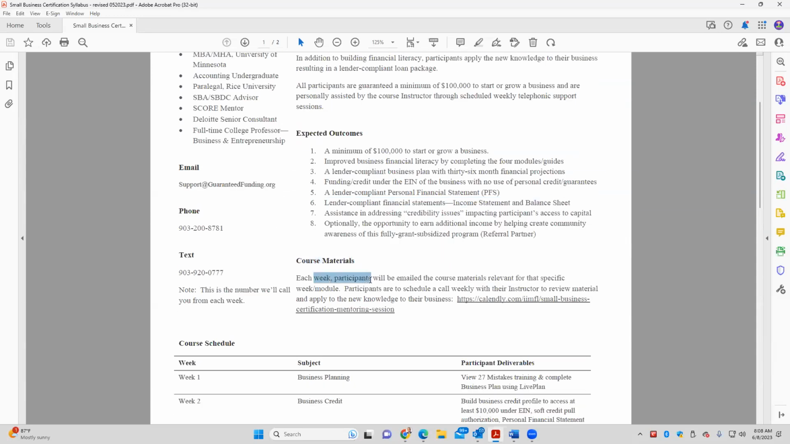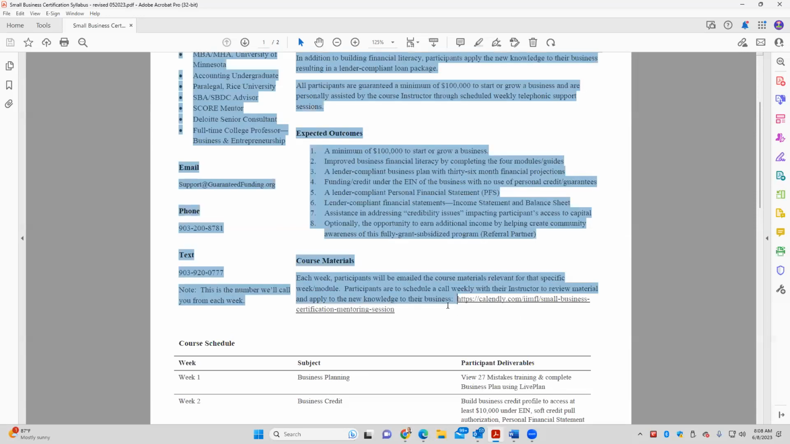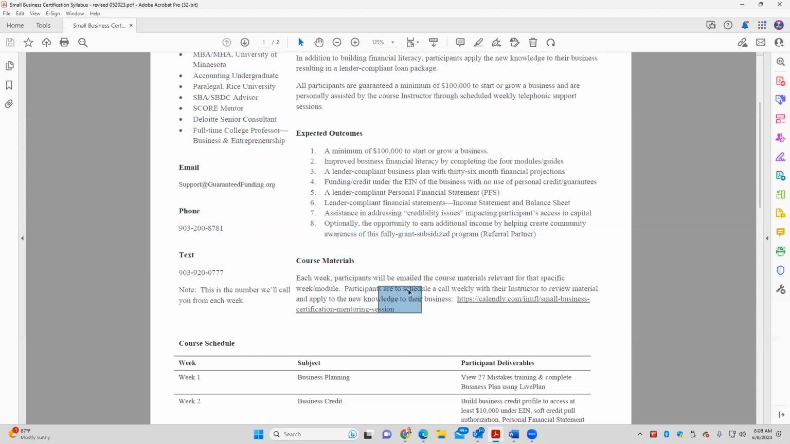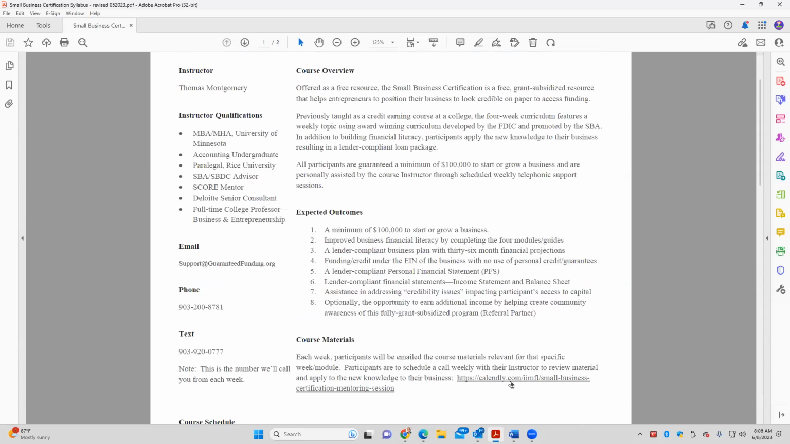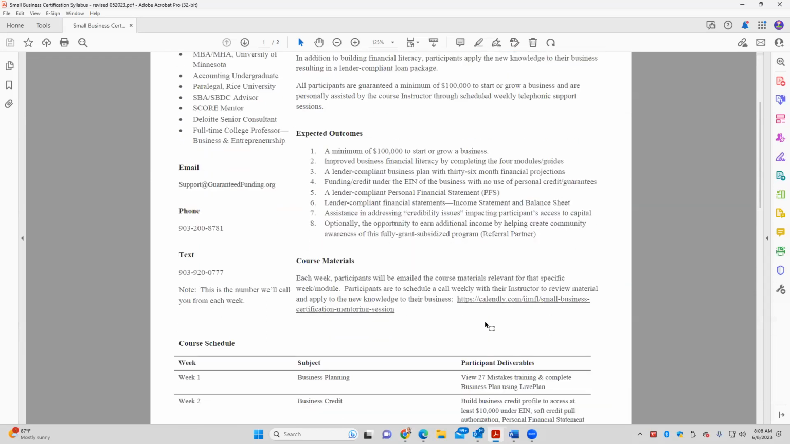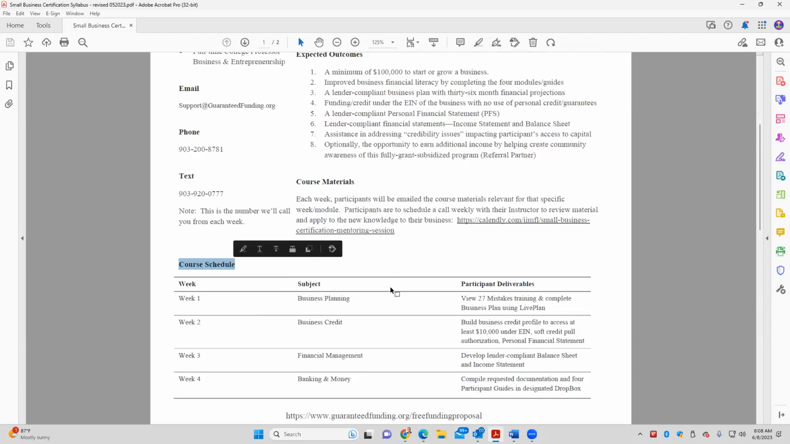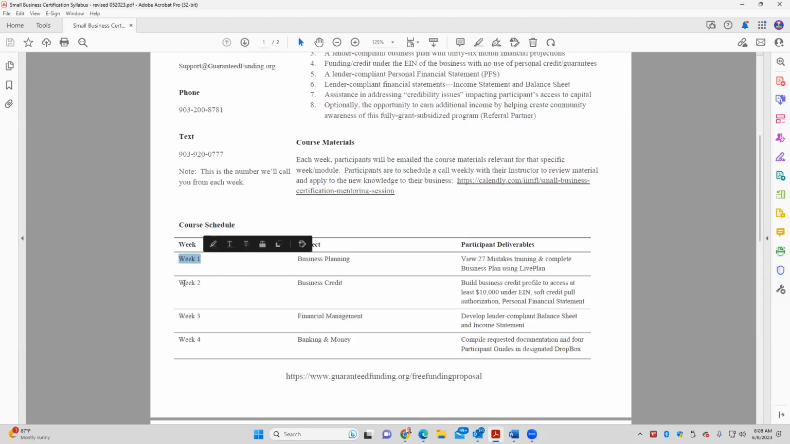Course materials. Each week, participants will be emailed the course materials specific to that module. We're going to talk about the 4-weekly curriculum in a moment, and then they schedule weekly calls. I use a Calendly link. Not all of our instructors, if I can highlight that, use Calendly, but I do. In terms of the course schedule, it's set up to be 4 weeks in duration, weeks 1, 2, 3, and 4. Week 1, we focus on business planning.